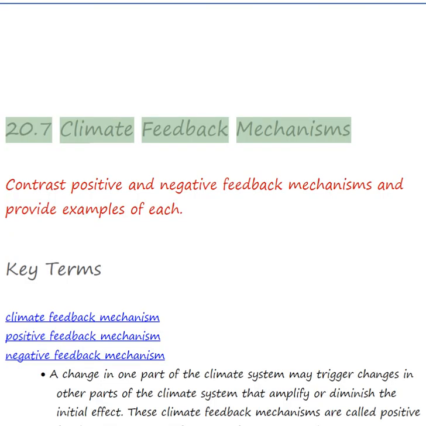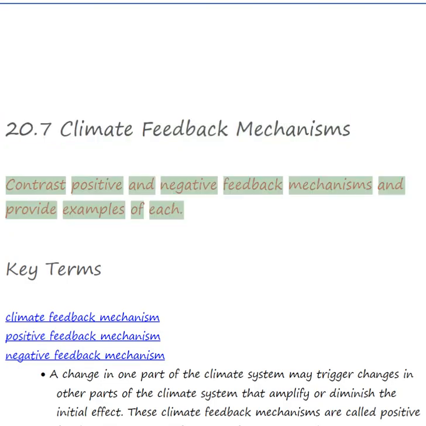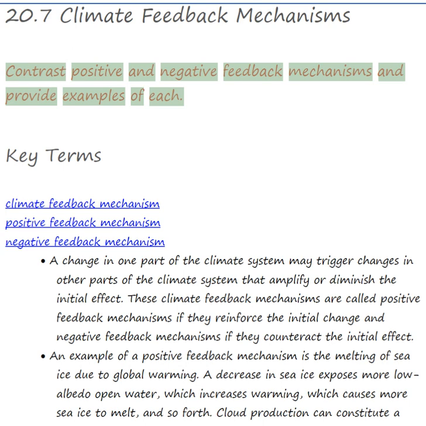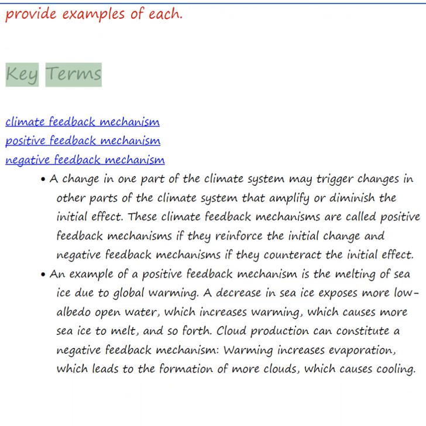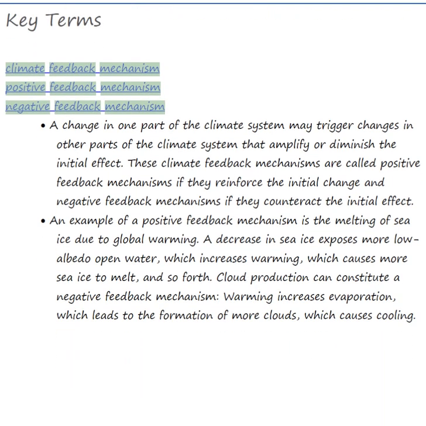20.7 Climate feedback mechanisms. Contrast positive and negative feedback mechanisms and provide examples of each. Key terms: climate feedback mechanism, positive feedback mechanism, and negative feedback mechanism.